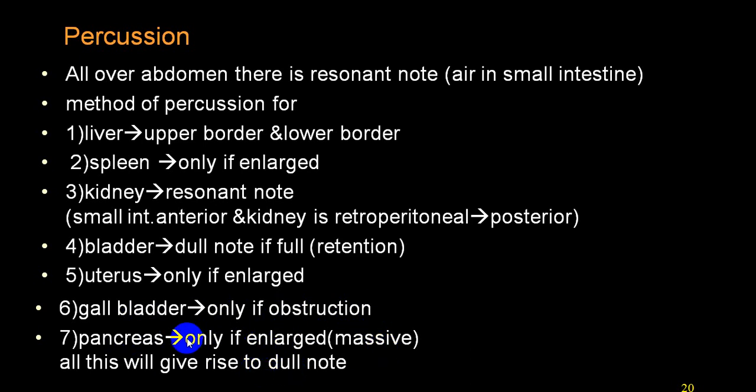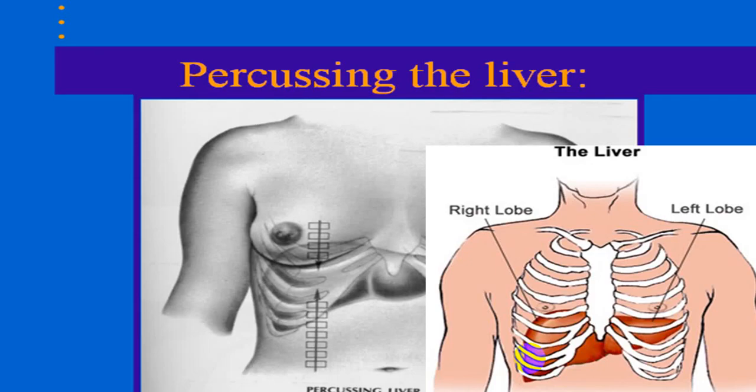But by and large, the pancreas being a retroperitoneal structure, and the small intestine being between the pancreas and the anterior abdominal wall, it gives rise to a resonant note. But in one pancreatic pathophysiology, that is acute pancreatitis, there is a collection of fluid in different spaces, the lesser sac or greater sac, and that collection of fluid in those different compartments we call pseudocyst of pancreas. Because it contains fluid, it will give rise to a dull note, and there will be a cystic swelling in that area.